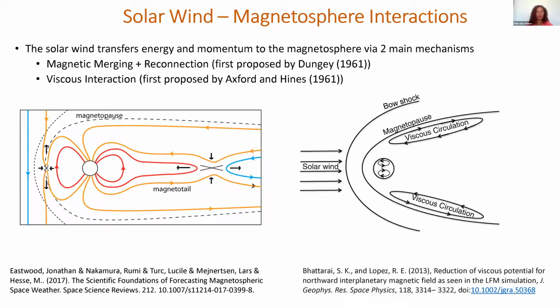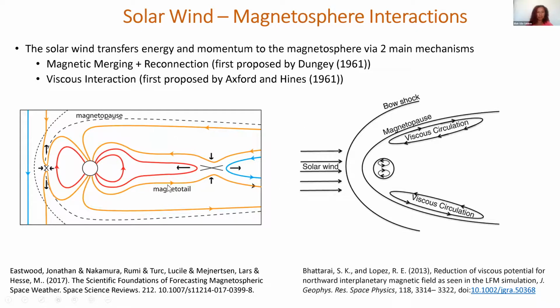Very well. So we now know all the basic currents of the system, and now we can start looking at how the solar wind interacts with the magnetosphere. The most important thing that it does is to transfer energy and momentum to the magnetosphere, and it has two main mechanisms: merging and reconnection of the magnetic field lines, first proposed by Dungey in 1961, and the viscous interaction, which was first proposed by Axford and Hines.